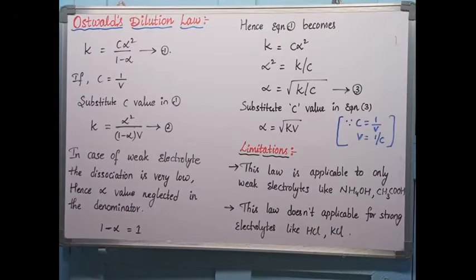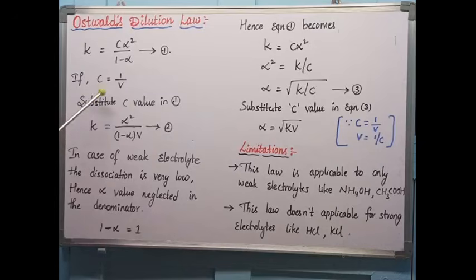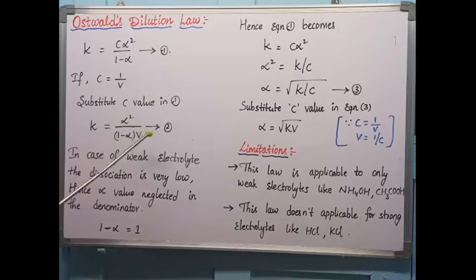Now we got the equation K equals C alpha square by 1 minus alpha, equation 1. If I take 1 mole of electrolyte dissolved in V liters of solution, then I get C equal to 1 by V. I am substituting the C value in the above equation. Then I get K equals alpha square by 1 minus alpha into V. So this is equation 2.